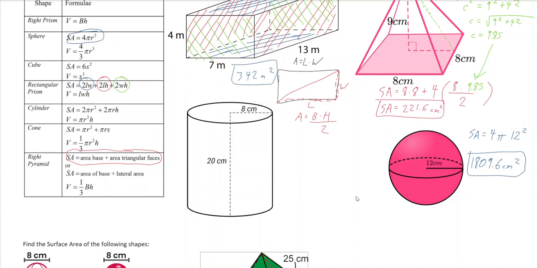Okay, last one here, we're looking at the cylinder. Now, the cylinder is interesting when we're looking for the surface area, because what's happening is we actually have 2 circles, right? So we're going to find the surface area of the 2 circles. So that's 2, because there's 2 of them, pi r squared. Pi r squared is a circle. Okay, so that's the formula for circles.